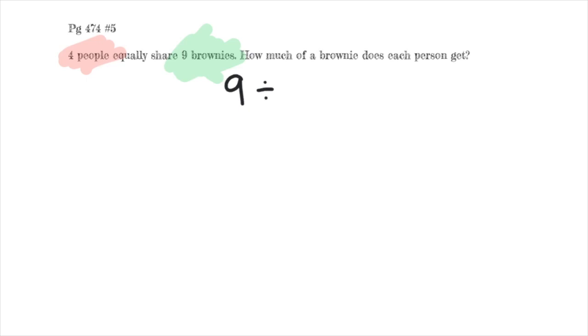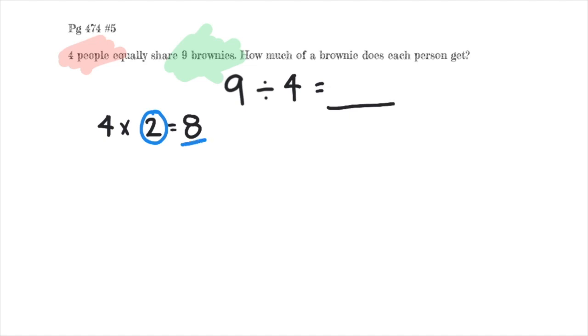And I'm sharing it between how many people? I'm sharing it between 4 friends, so 9 divided by 4 is what our problem is. Well, here, this is great because I can use multiplication to help me, okay? I know that 4 times 2 equals 8, right? So that means that if I have 4 people and everyone gets 2 brownies, that's 8 brownies.